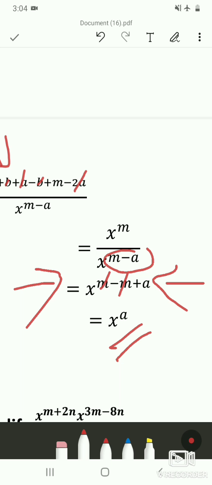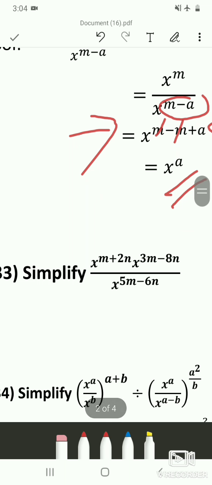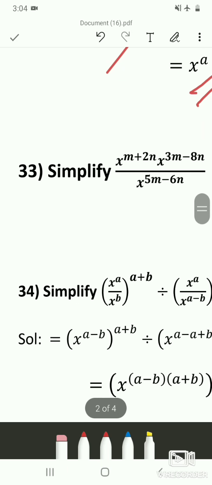So even this is a simple problem. The next problem I want you guys to work out, that is simplify x raised to m plus 2n into x raised to 3m minus 8n upon x raised to 5m minus 6n. So again here you will be using the first and the second law. Just like the previous problem, you guys can solve this problem. So let's see the next problem.